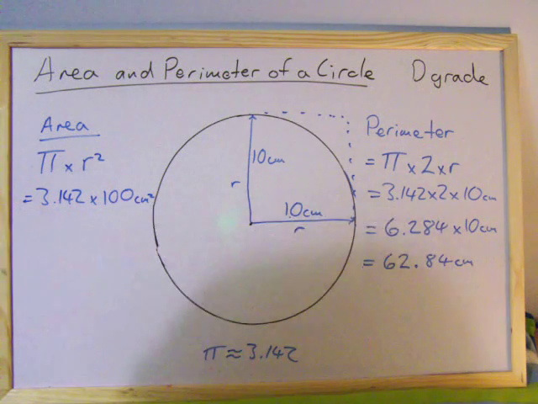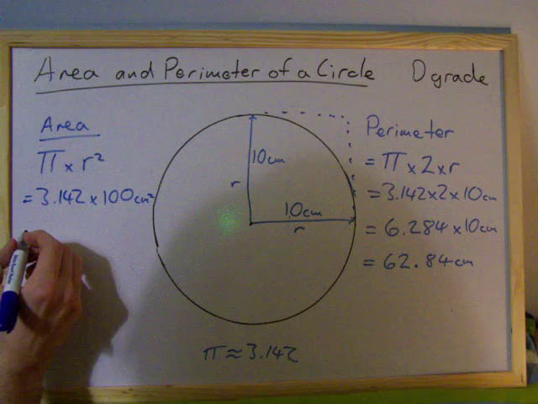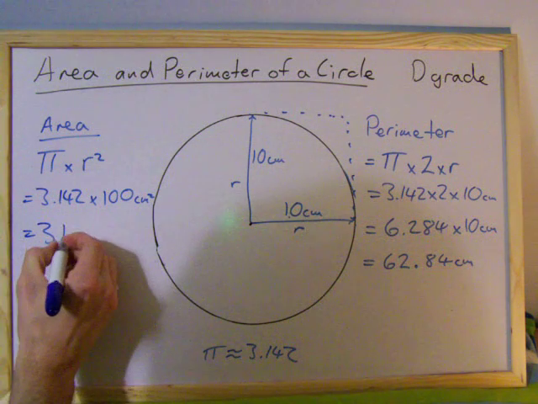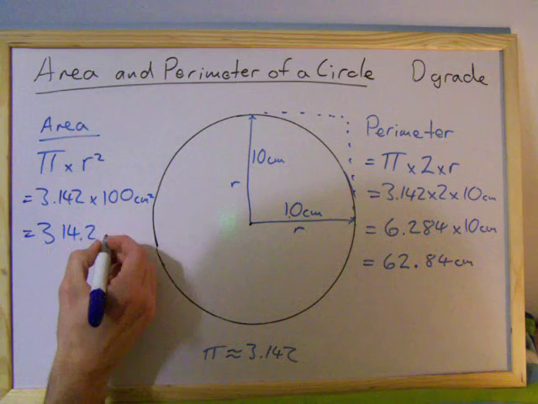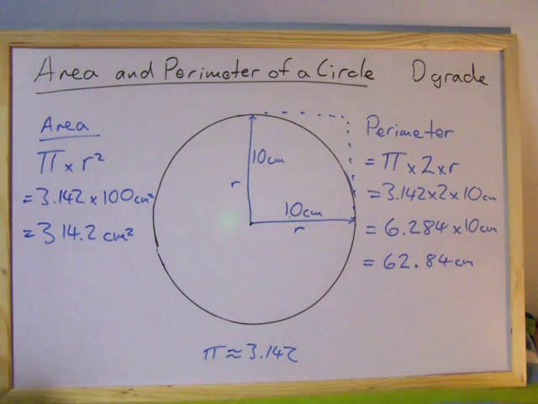I can even put the units in here. So now you've got 3.142 lots of 100 centimetres squared. That's where your units come from. So that's going to be 314.2 centimetres squared. And again, you see why I've chosen 10 as the radius.